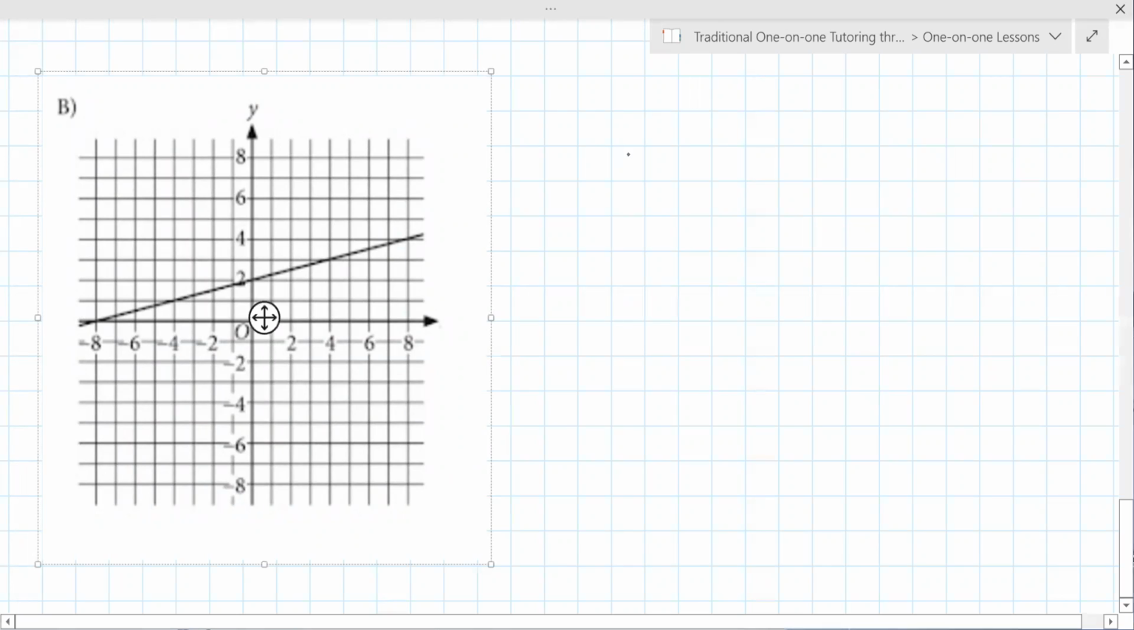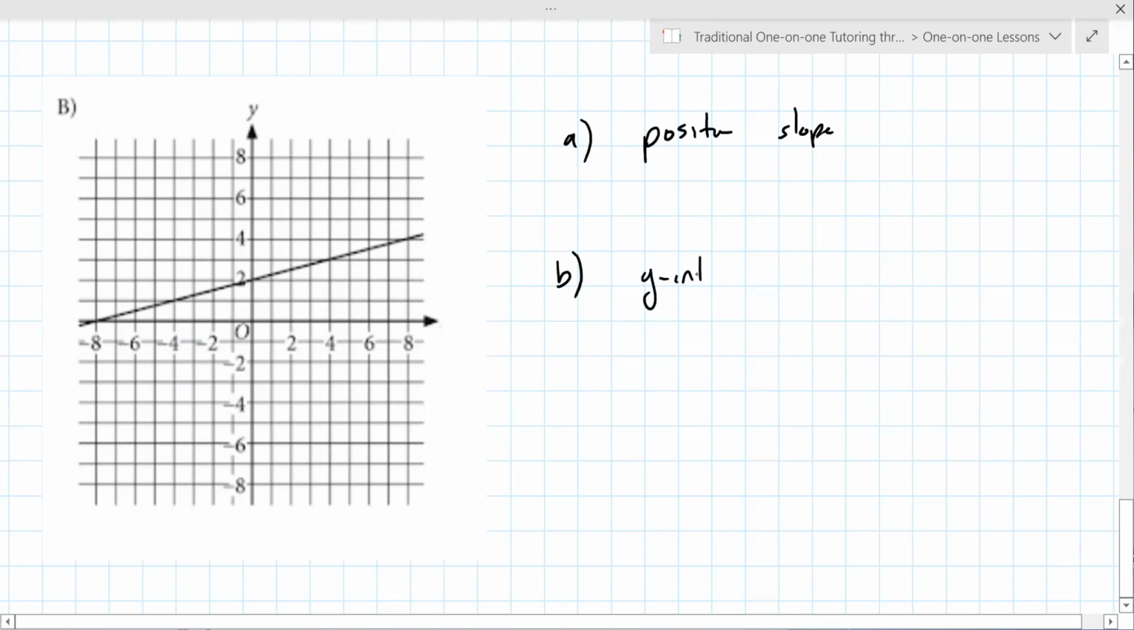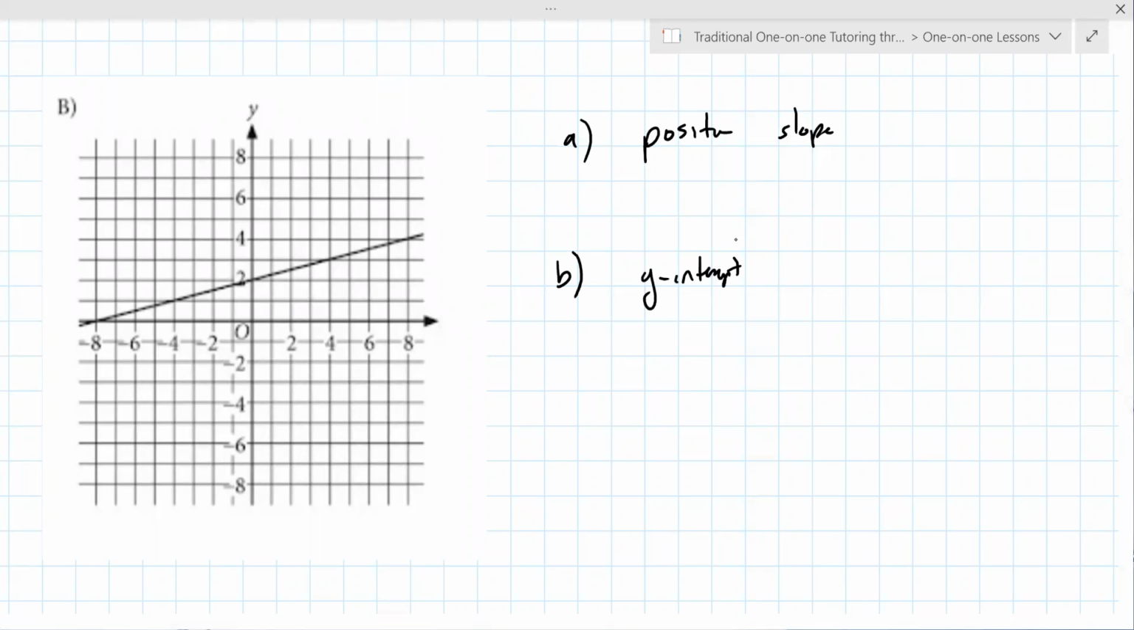I agree. Now, what is the y-intercept? The y-intercept for that is 2. It is at 2. Good, 0, 2. Perfect. All right, so you definitely understand that.